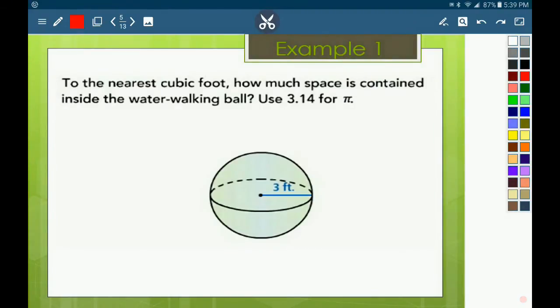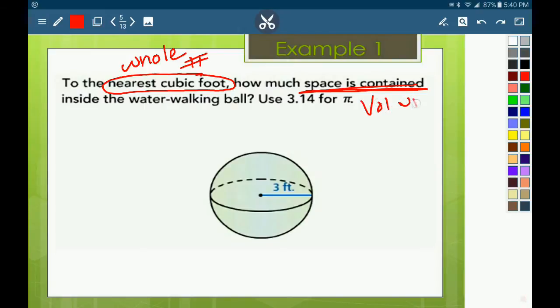It says to the nearest cubic foot. Now remember, that's to the whole number. Okay, if they don't say tenth or hundredth, they just say to the foot, to the inch, to the centimeter, they want you to round to the whole number. How much space is contained inside the water walking ball? Use 3.14 for pi. So when you're talking about space being contained, they're really just saying, what's the volume?